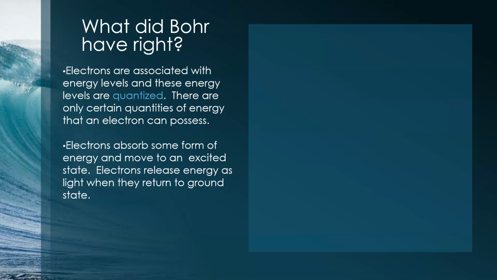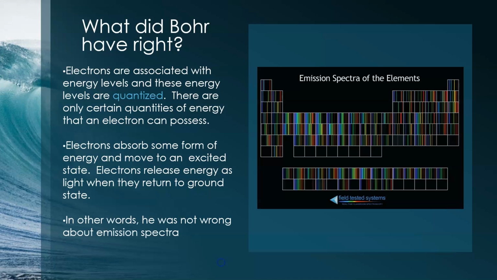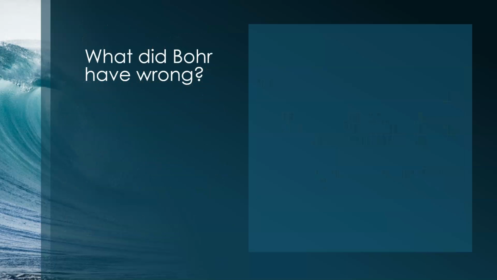We also know that electrons can absorb energy and move to an excited state, release energy, and move back down to their ground state. So essentially, we know that the idea of emission spectra is right. Here's a really cool visual of what the visible emission spectrum for all the different elements on the periodic table looks like. All right, unfortunately, he got some things wrong as well.